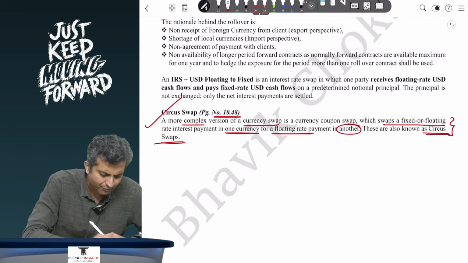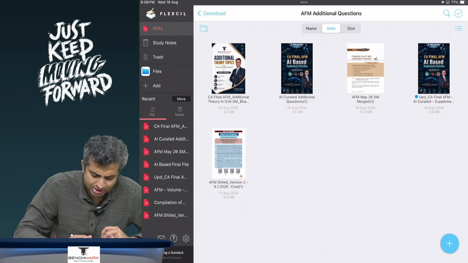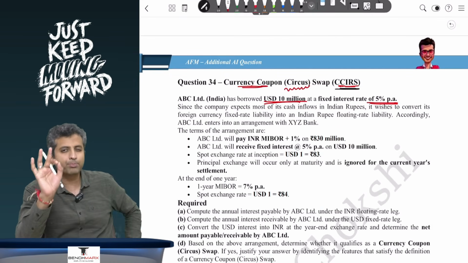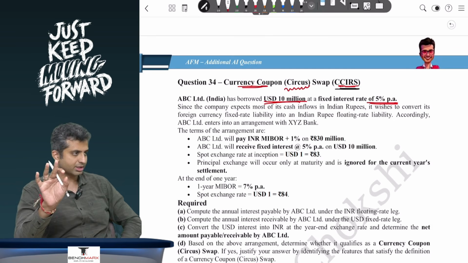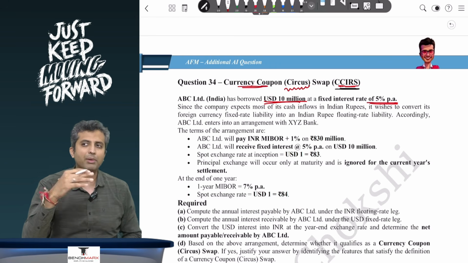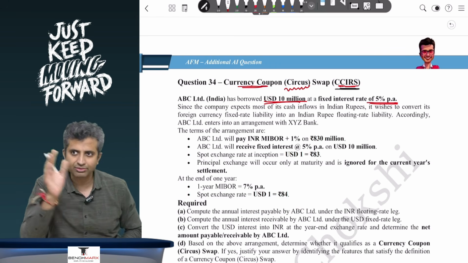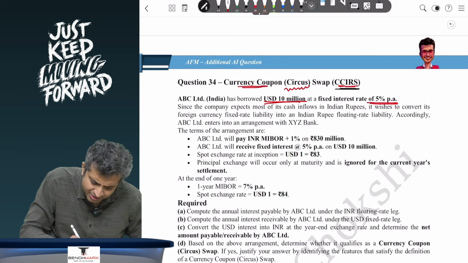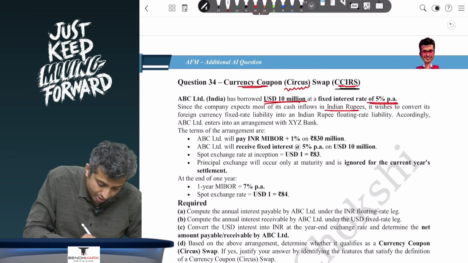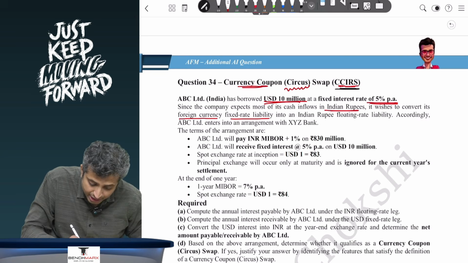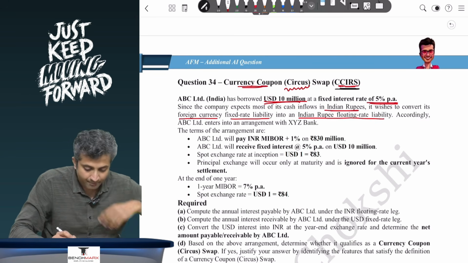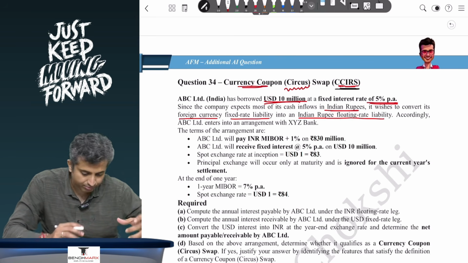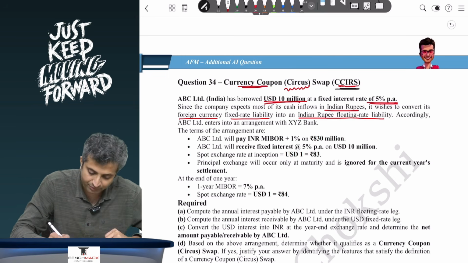That's about it. So if I look at a numerical on this, let us see if we are able to solve. ABC has borrowed USD 10 million. It's like a typical swap question. There's nothing new per se over here. Like you have absolute purchasing power parity, there's something new. Even in the futures effect, there's something different that we see. Here it is just repackaging. Since the company expects most of its cash flows in Indian rupees, it wishes to convert its foreign currency fixed rate liability into an Indian rupee floating rate liability. So you're changing the currency from dollar to rupees, and you're also changing the interest rate base from fixed to floating.